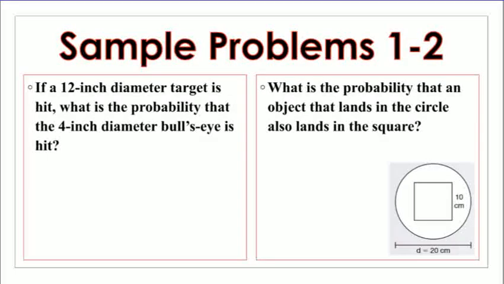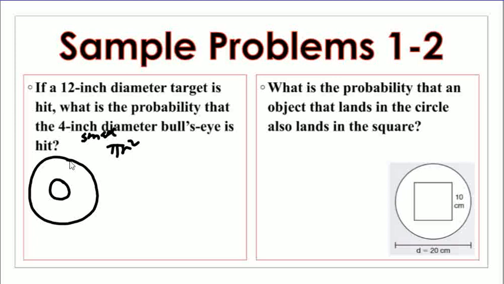In a 12-inch diameter target is hit, what is the probability that a 4-inch diameter bullseye is hit? So to help with this one, it might make sense just to draw a picture. So here's the 12-inch diameter, and inside we have a smaller circle, which is 4-inch diameter. So we are looking at pi r squared for the small circle, and then we have pi r squared for the large circle.